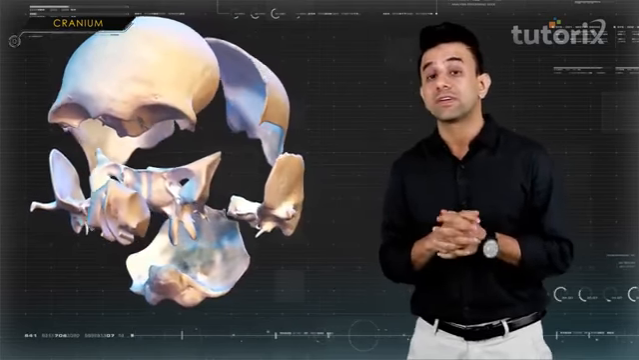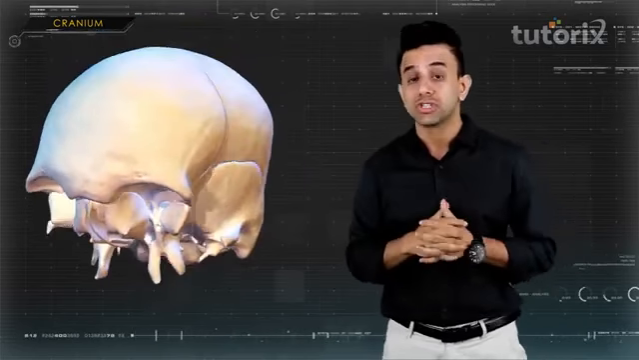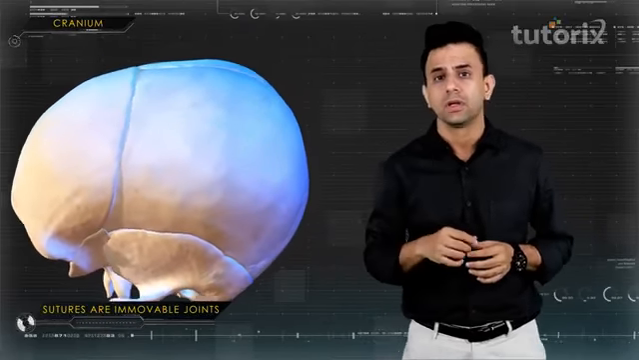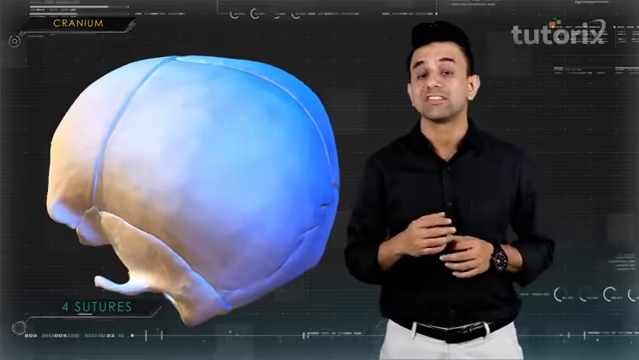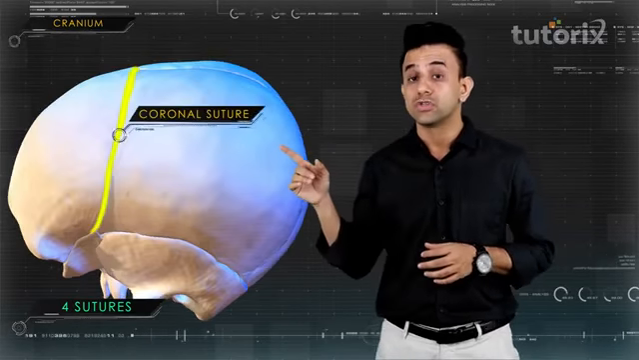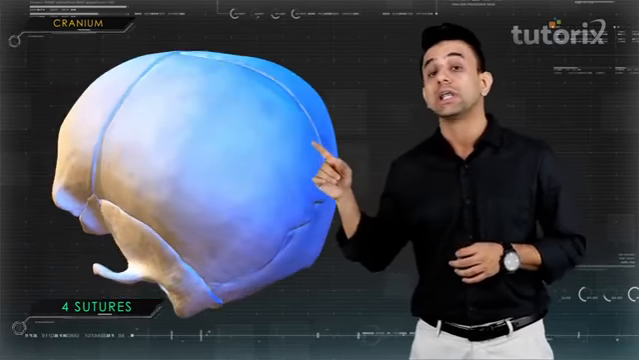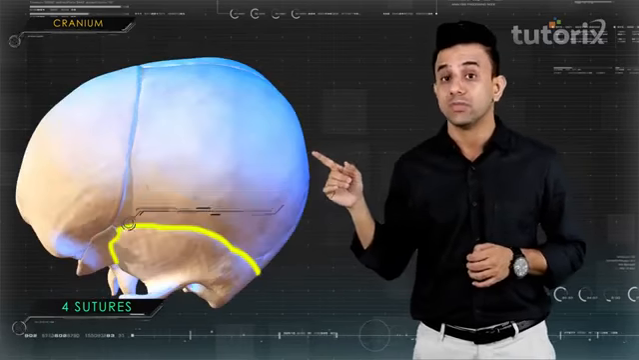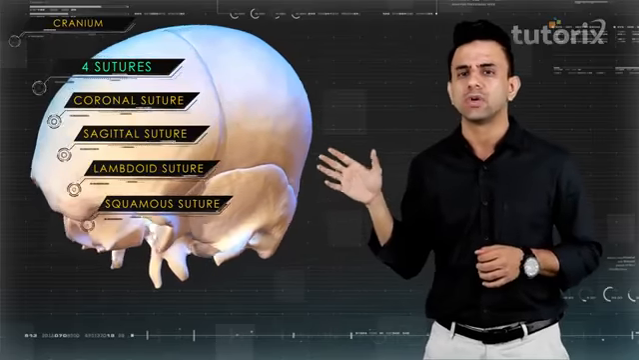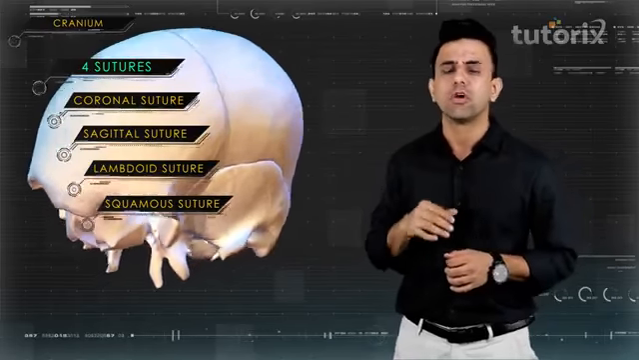Well, these bones are attached to each other by sutures, and these sutures are immovable joints. The human skull has about 4 sutures in the cranium, and these are the coronal suture, the sagittal suture, the lambdoid suture, and the squamous suture. We did not talk in detail about each one of them, as it is beyond the scope of your syllabus.